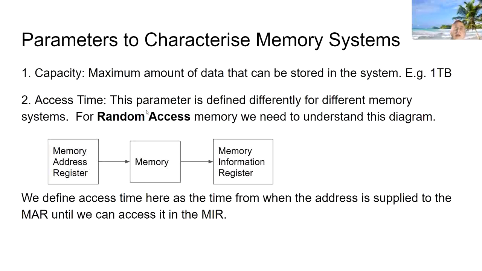Access time is actually a little bit complicated because it's defined differently for different systems. For random access systems like RAM or ROM or flash, let's call this a memory address register, and let's call this the memory information register. I put the address here, I go to the memory, and the content of that address comes out into this register. That takes a certain amount of time. Then I need to read this register, put a new address here, and a new memory comes here.